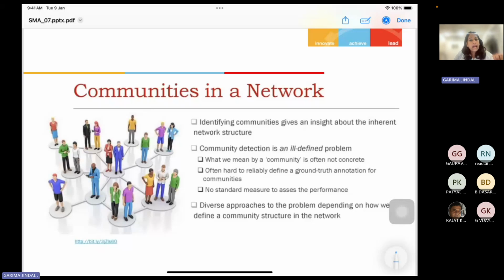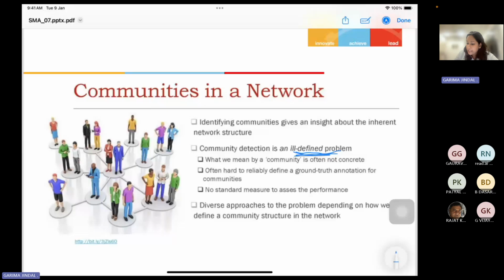network. But actually speaking, the term community is a very ill-defined problem. Okay, so why is this an ill-defined problem? Why am I saying that this is an ill-defined problem? You might have seen that we have studied the definition of density. Okay, so what was the definition of density?